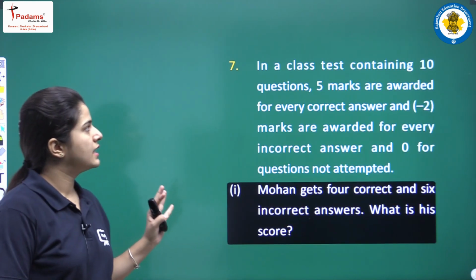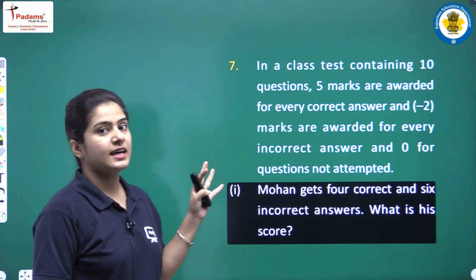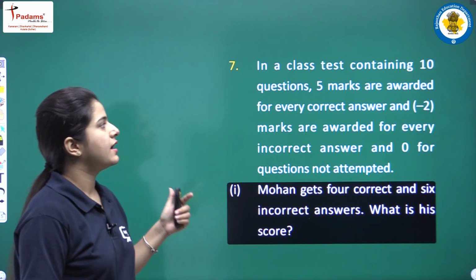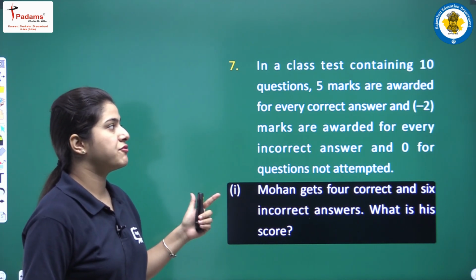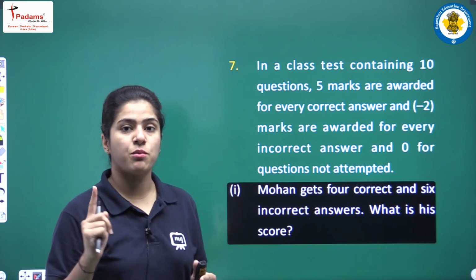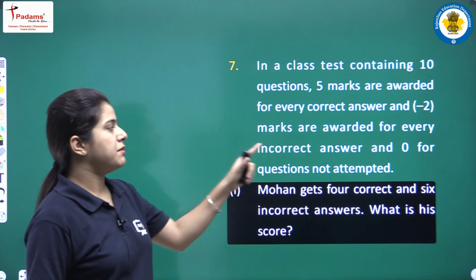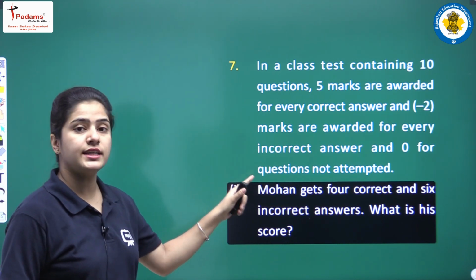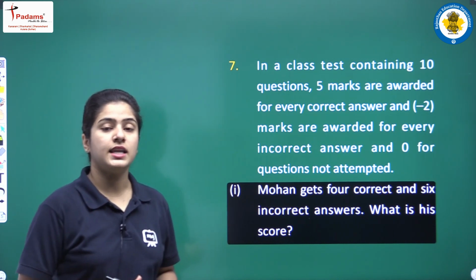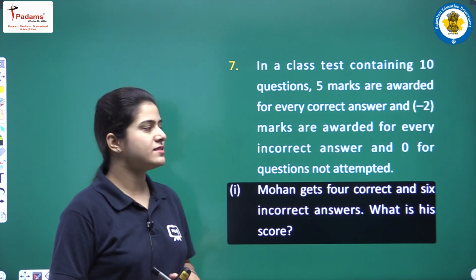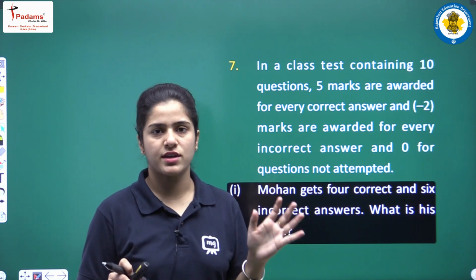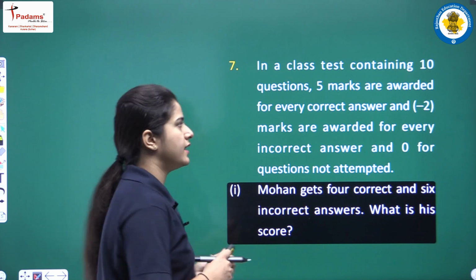7th question. There is a class test containing 10 questions. How many questions are there? 10 questions. 5 marks are awarded for every correct answer. If you are attempting any correct answers, 5 marks are given to you, positive 5 marks. And minus 2 marks are awarded for every incorrect answer. If you have done your answer wrong or incorrect, then minus 2 are given to you. And 0 for questions not attempted. Nothing is affecting if you haven't attempted any question.